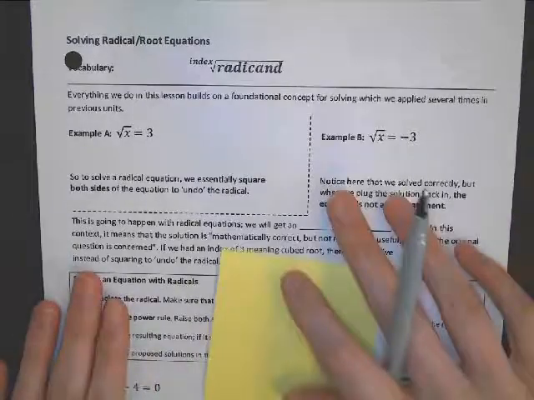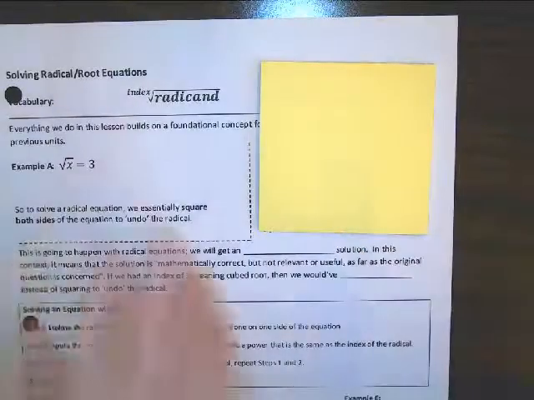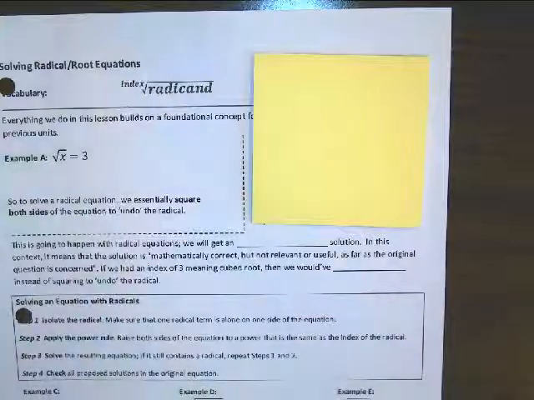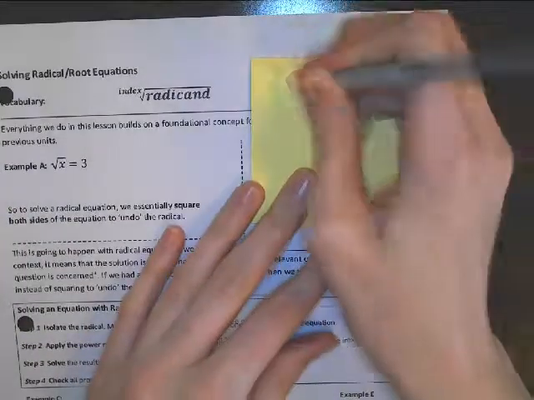All right, so before we talk about how to solve these types of equations, I want to go over the vocab. So right here at the very top is a little picture. It says index and radicand. This whole unit is about radicals. I know you've heard the word radical. It's not ratio, so it's not a fraction.